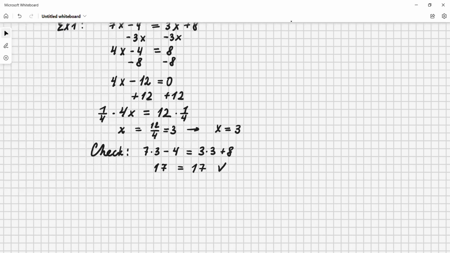Okay, how else can linear equations look? They can look like a formula, and somebody will ask you to solve a formula. Example number 2, solving formulas.